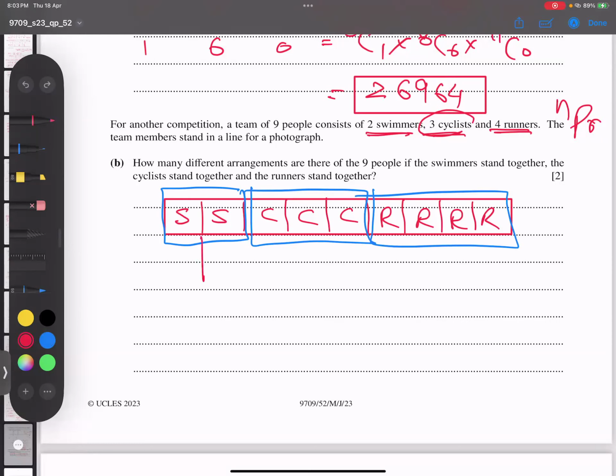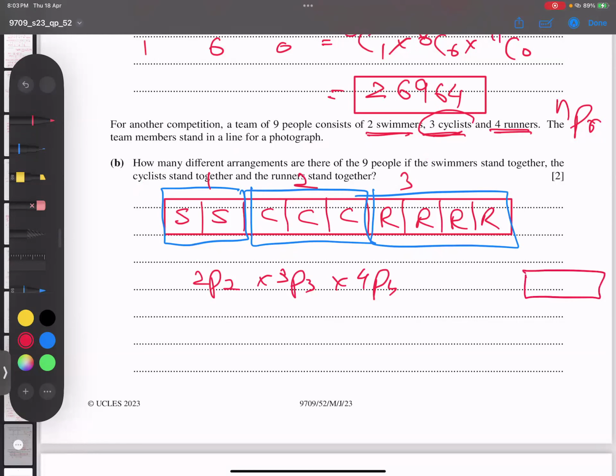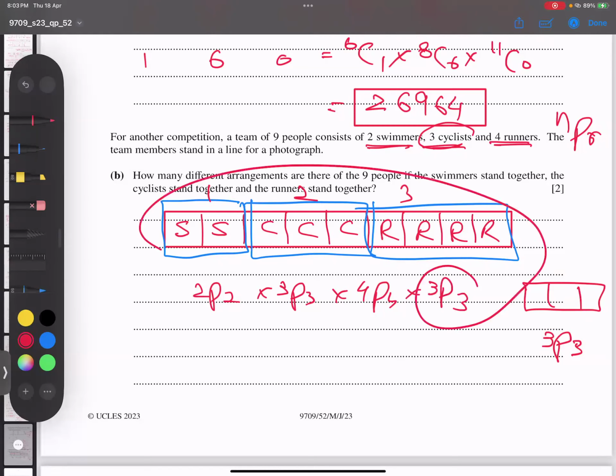First of all, what is inside here? 2P2. What is inside here? 3P3. What is inside here? 4P4. But for your knowledge, this is a 1, this is a 2, this is 3. So all three are dealt with as 3 things like this. And what is this answer? If I have 3 things, so 3P3. How to arrange these 3 things? So 3P3 comes for the whole thing.